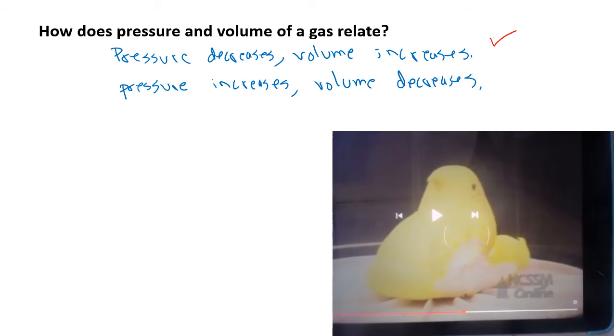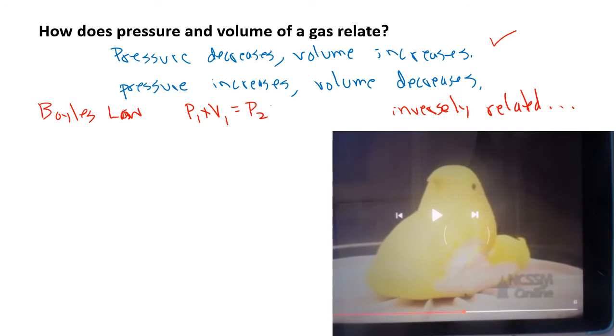In math, there's a way we can say that. When things do opposites, that's called being inversely related. These ideas are inversely related. Now, we can even do better than that. Instead of just saying they're inversely related, we can come up with an equation that relates these two. The person who came up with this equation is a guy by the name of Boyle. So this is called Boyle's Law. He came up with this equation: P1 times V1 equals P2 times V2.